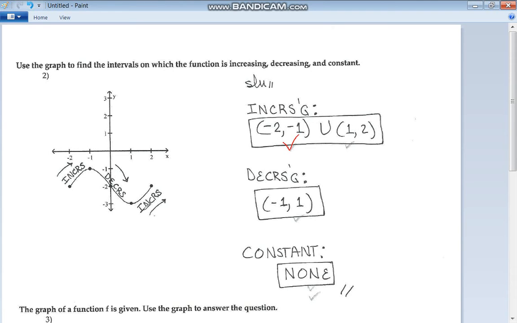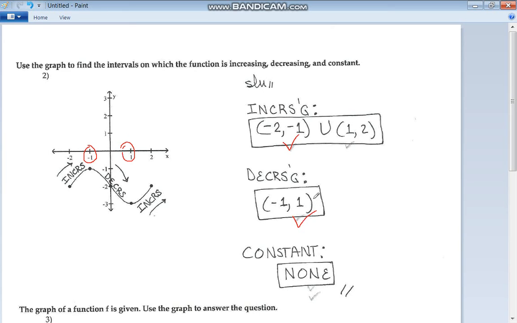And then it increases again right here where x is equal to 1 all the way to x is equal to 2. So that's the open interval from 1 to 2. And then we union that together with the union symbol. Okay, let's clean off and find the intervals for which the function is decreasing. As we move from left to right, the function is going downhill from x equal negative 1 to x equal positive 1. And that's this open interval.